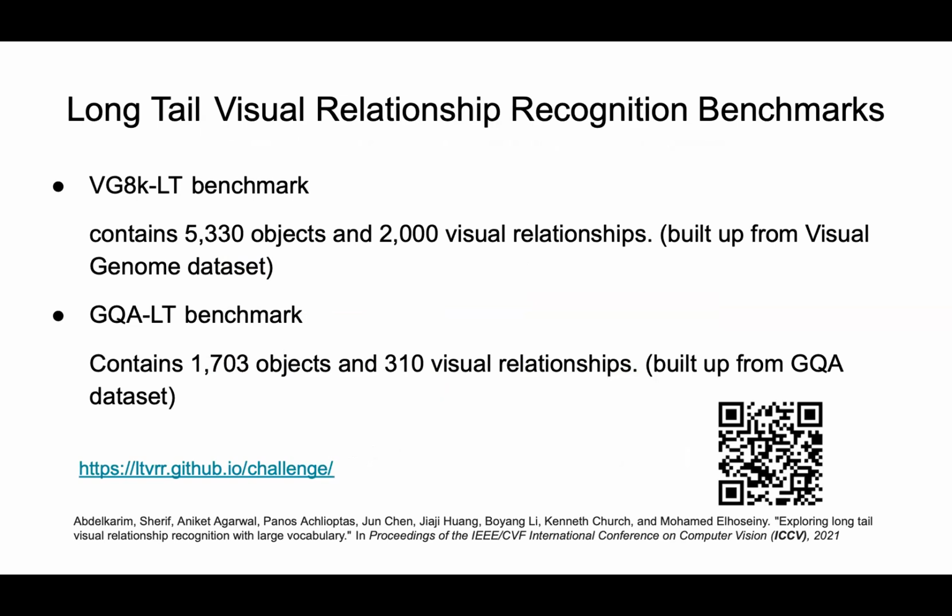In order to study and analyze this long-tail visual relationship recognition problem, we have introduced two benchmarks. The first one is the VG8K-LT benchmark. The second one is the GQA-LT benchmark. VG8K-LT contains 5,300 objects and 2,000 unique visual relations. It's built from the Visual Genome dataset. GQA-LT contains 1,700 different objects and 310 unique visual relationships. It's built from the GQA dataset. If you want to know more details about these two benchmarks, you can scan this QR code.